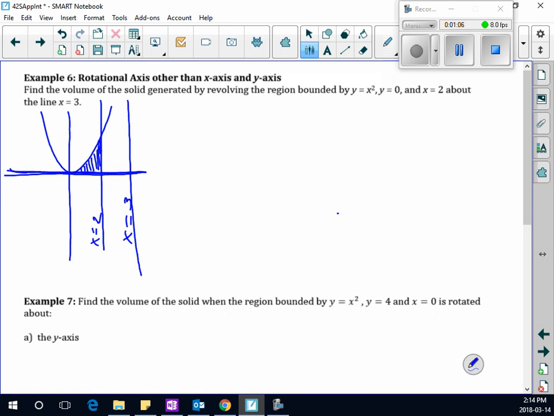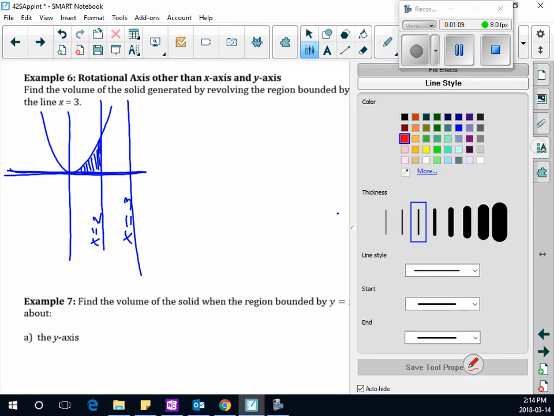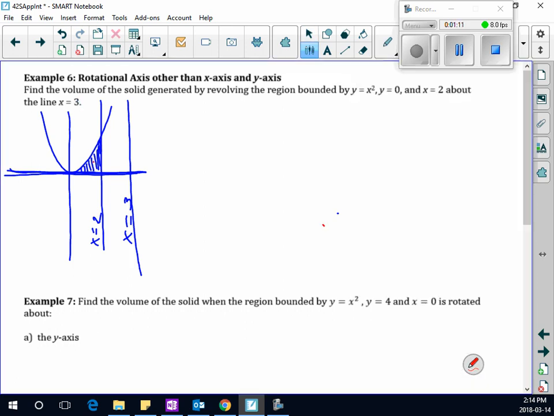So we're going to take this kind of weird shape and we are going to rotate it around the x equals 3 line. So we need to figure out first off where this point of intersection is, which you could just plug in and you get that that is (2, 4), right?